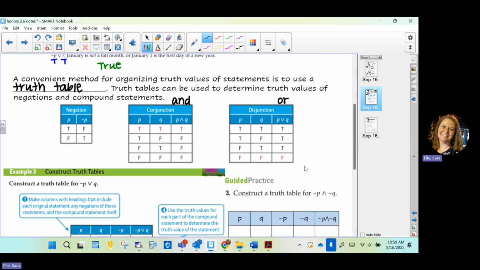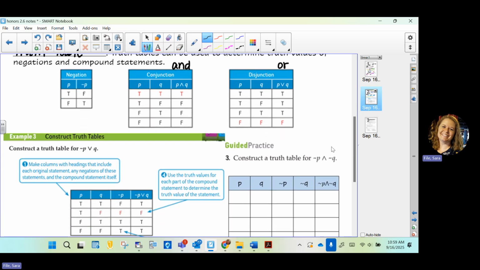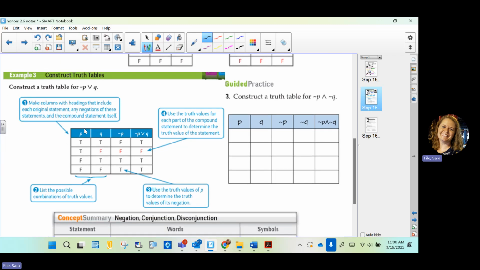Okay, so we're going to try creating a truth table. The process in creating your truth table is here. You can read through these little things if you want to, but you're always going to have your P and Q columns, or whatever your statements are labeled, P, Q, R, S, whatever. So you'll have a column for each statement. Then if your compound statement has a negation, you need a column for the negation. And then whatever your compound statement is, you need a column for that.